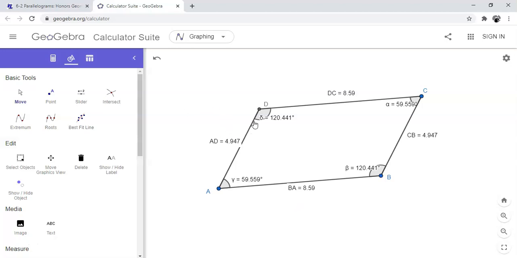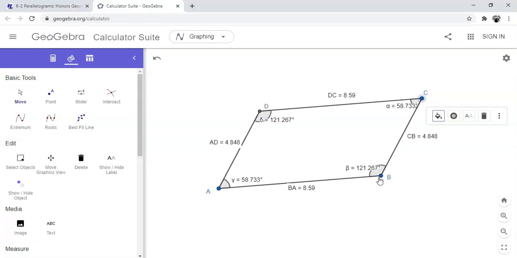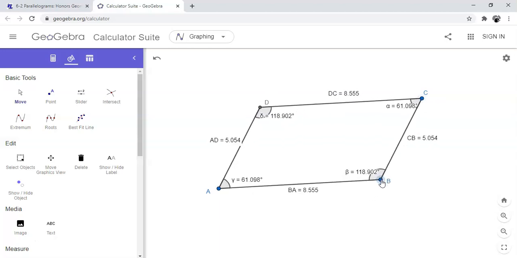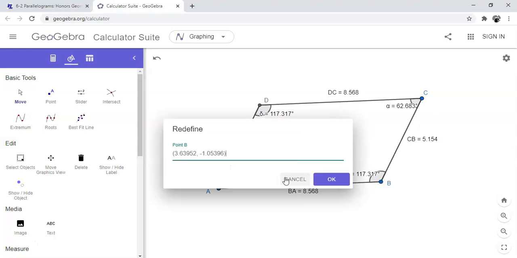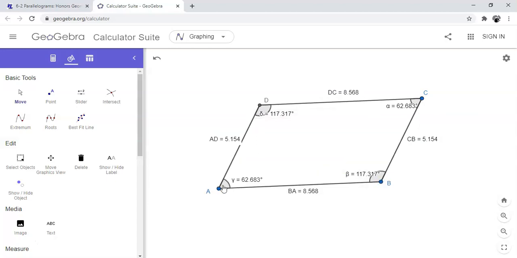But there's also something else that's interesting about the angles, and this one might not feel as much like a conjecture because it's something that we know just about parallel lines, and that is that the consecutive angles here, we have a 62, almost 63, and 117. Well, those two angles sum to 180. So consecutive angles are supplementary, right?